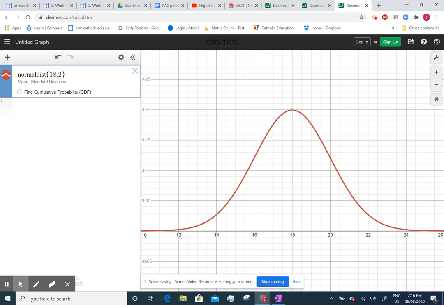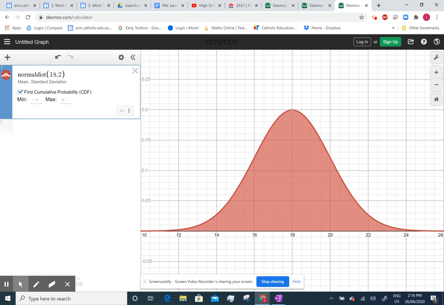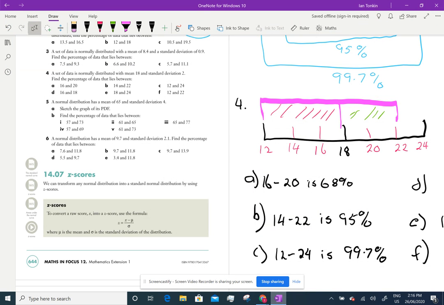Now, get this. This is so cool. If I click here, find the cumulative probability via the cumulative distribution function. If I click that, it shades it. And it does do it from negative infinity to infinity. But let's go back to the questions we were talking about. Let's go back to the two harder ones, which were questions 4, E and F.